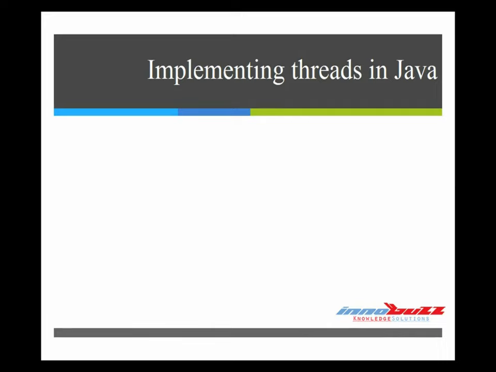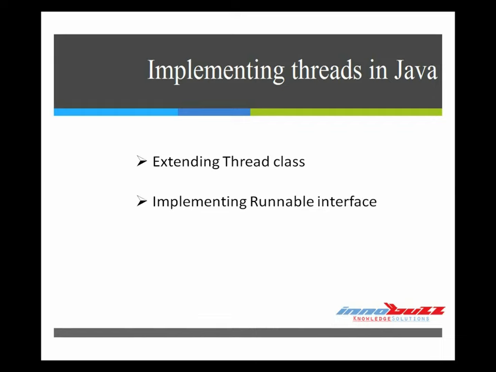Let us now see the ways of implementing threads in the Java language. There are basically two ways. The first is when we extend the Thread class. The second is when we implement the Runnable interface. In the next slide, we are going to see them in detail.